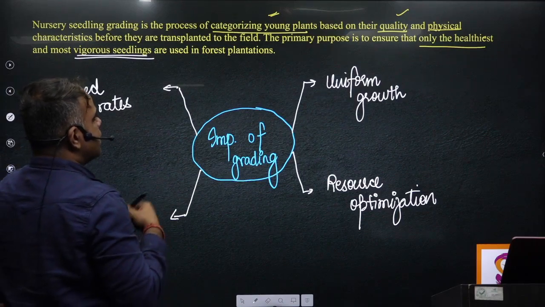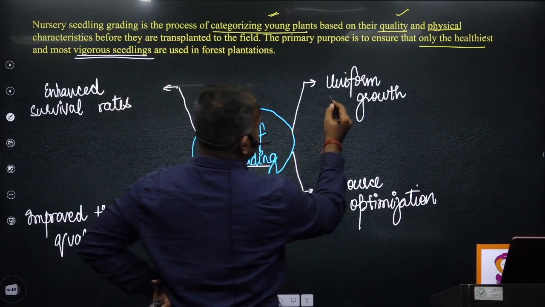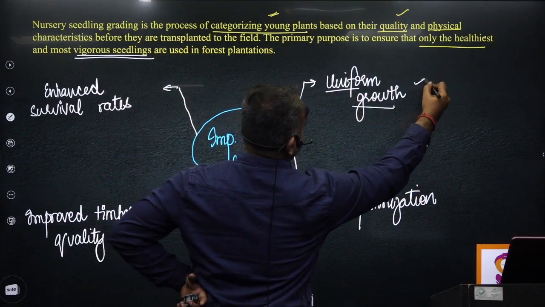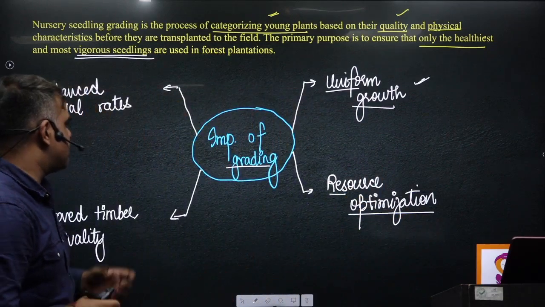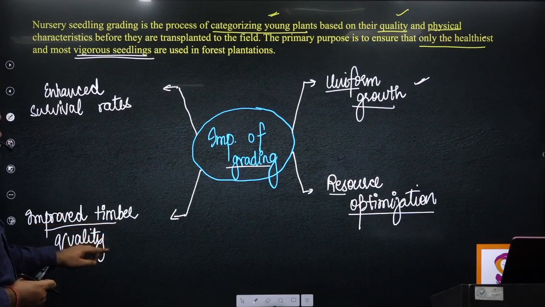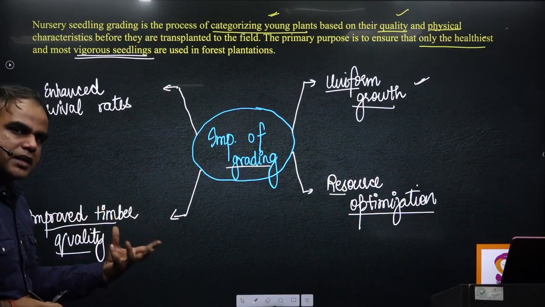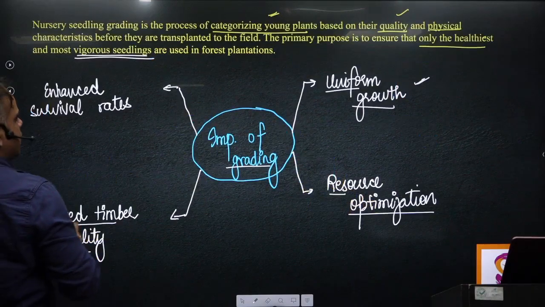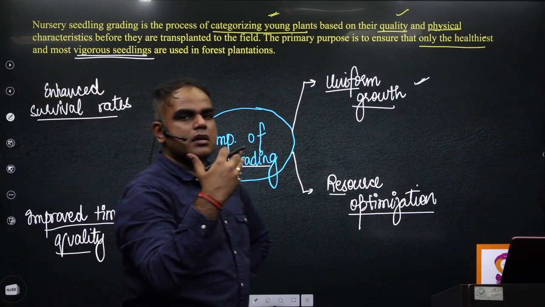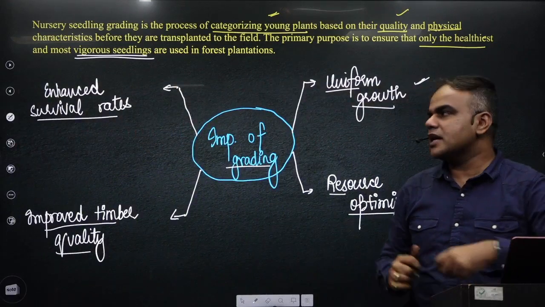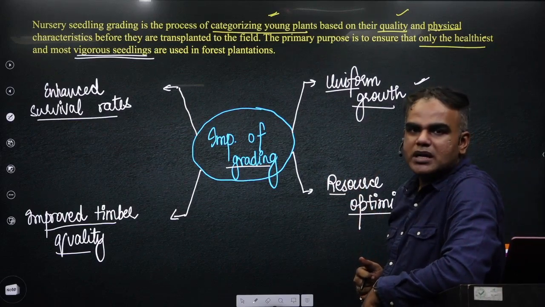What is the importance of grading? Overall, it promotes uniform growth. Better resource optimization can happen because of grading. Improved quality of timber, you will get superior quality, etc. And enhanced survival rate. A higher survival rate will also be seen in this particular case. That is something to understand, right?